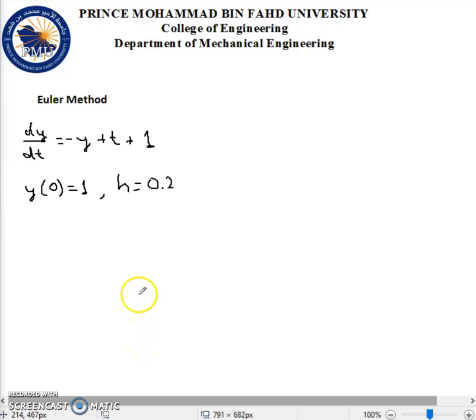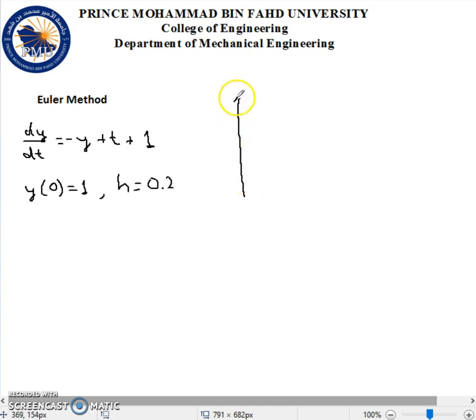Hello guys, today I'm going to show you how to solve an ordinary differential equation using the Euler method. So let's assume this ODE: dy/dt equals minus y plus t plus 1, with an initial value of y at 0 equal 1. And we're going to solve this using the Euler method and the step of h equals 0.2. Firstly, let's see how the Euler method works.